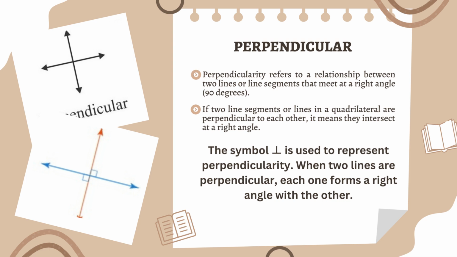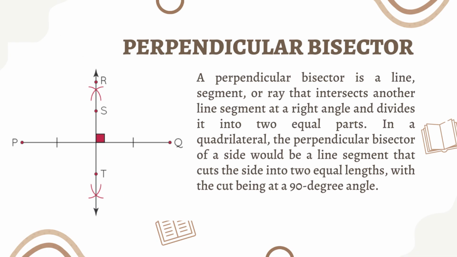And if a perpendicular also bisects and divides the line into two parts, making 90-degree at the point of intersection, then it is called a perpendicular bisector. A perpendicular bisector is a line, segment, or ray that intersects another line segment at a right angle and divides it into two equal parts. It is not necessary that every perpendicular bisects, but when it does it is called a perpendicular bisector. At that time it forms a 90-degree angle at the point of intersection, as well as divides the line into two equal parts.